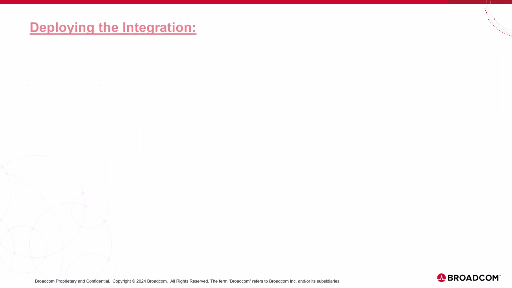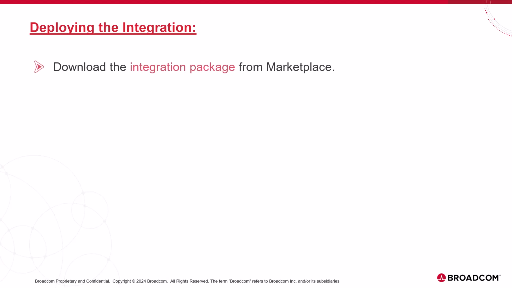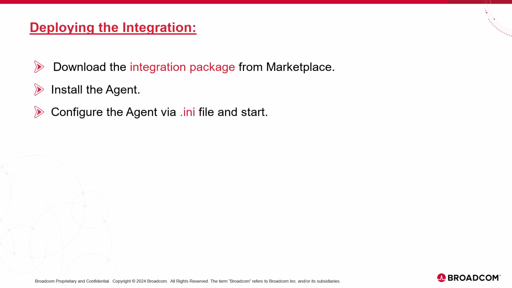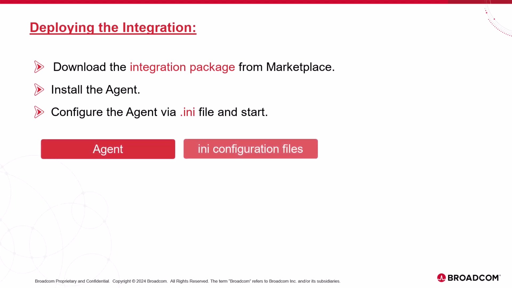The procedure to deploy the GCP Dataflow integration is as follows. First, we download the integration package from Marketplace. This package contains all the necessary elements. We unzip this package, which produces a directory containing the agent, the INI configuration files, and several other items, like the start command. We use the appropriate INI file for our specific platform.